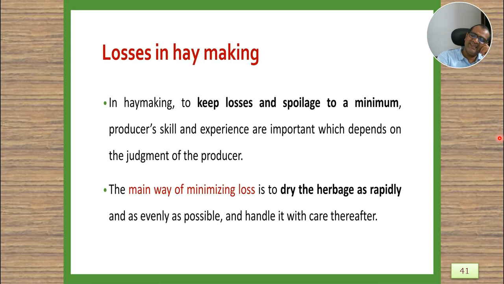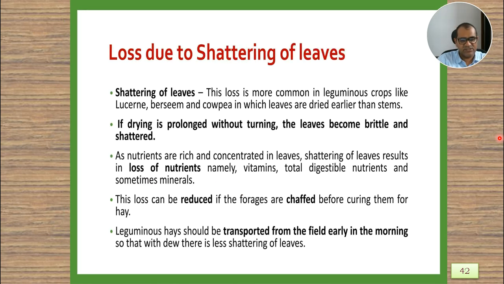So once again, the hay losses need to be minimized, and it depends upon the producer's skill and his experience, which are very important. It depends upon the judgment of the producer. Minimizing losses is done by drying the hay herbage as rapidly as possible and handling with care thereafter. So this increases the shelf life and reduces losses due to the shattering of the leaves.